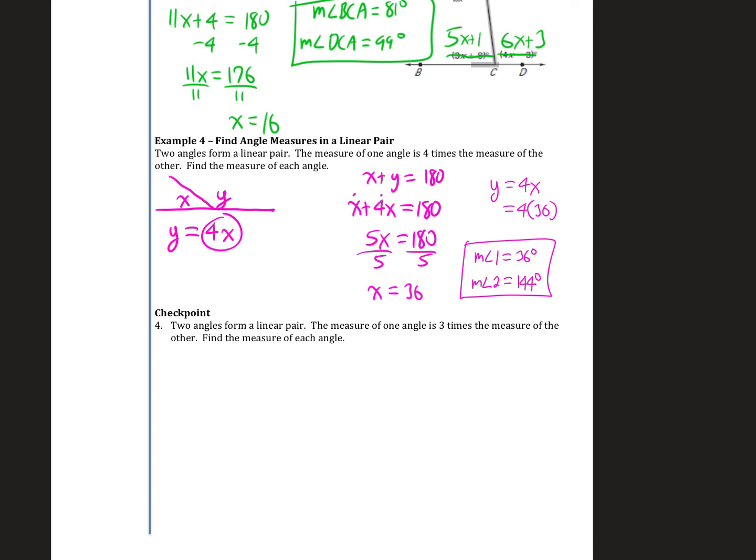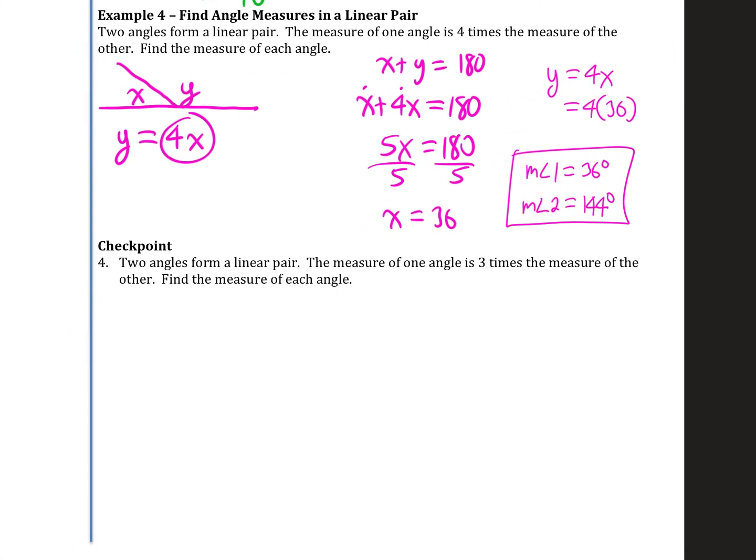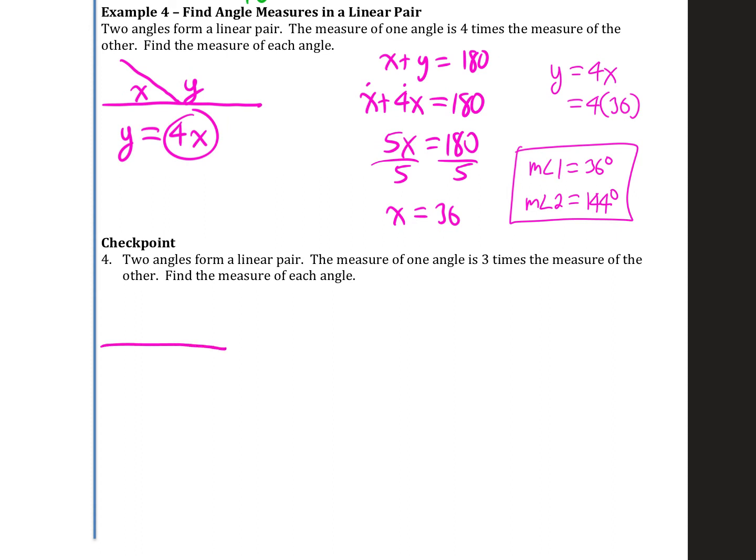Go ahead. All right, so two angles form a linear pair. We have x and we have y. In this case, one angle is 3 times the measure of the other, so we're going to call y equals 3x. We know x plus y is a linear pair, adds up to 180 degrees, but we know that y equals 3x. And x plus 3x is 4x equals 180.